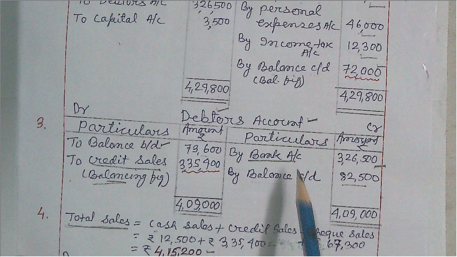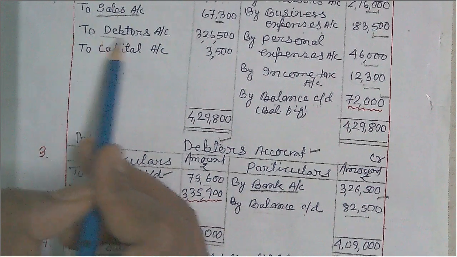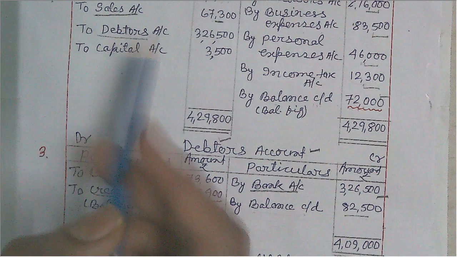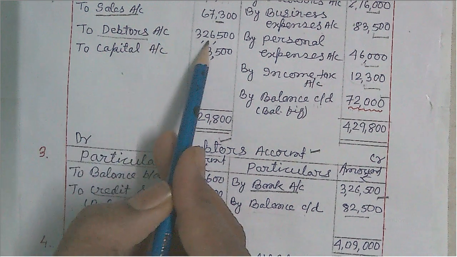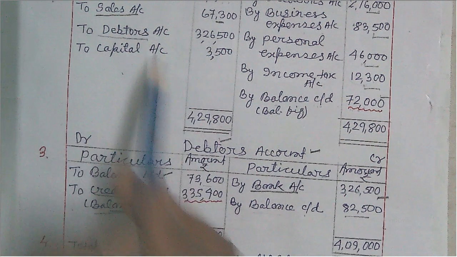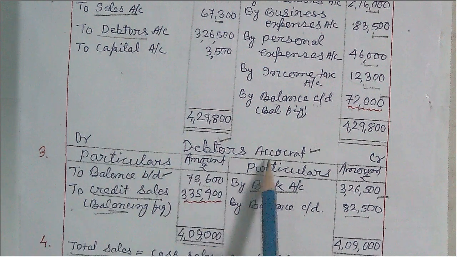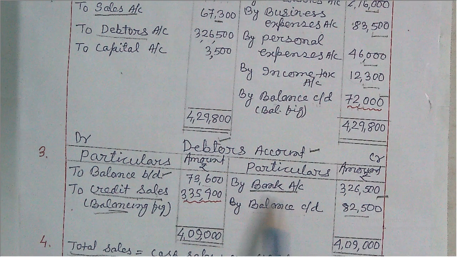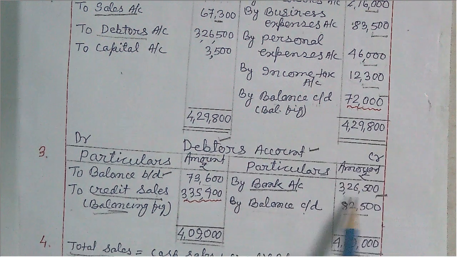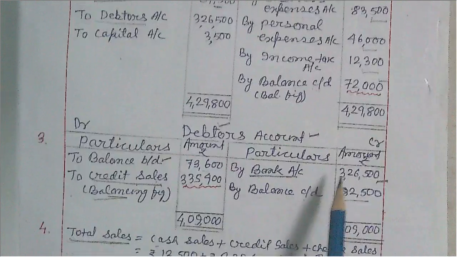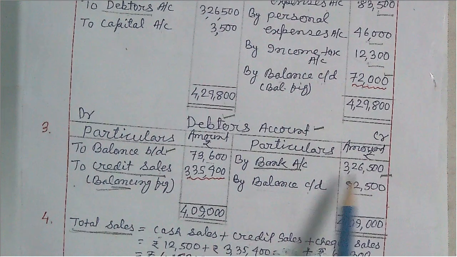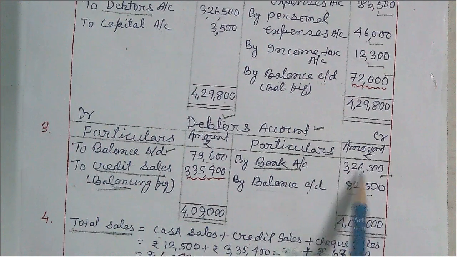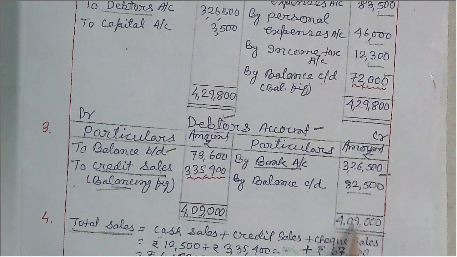Amount received from debtors. Here this is the debtors account, and this is the amount received from debtors, 3,26,500, and additional capital. So debtors side in bank account is the debit side, and in the debtors account it is the credit side, bank account, 3,26,500, the amount received from debtors, customers.